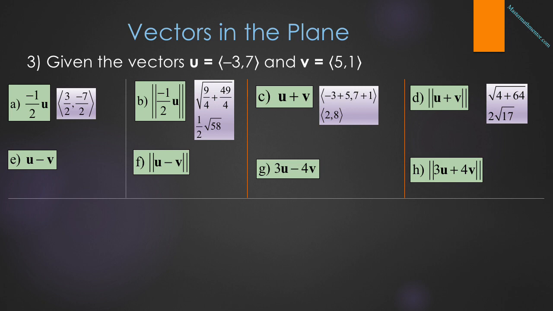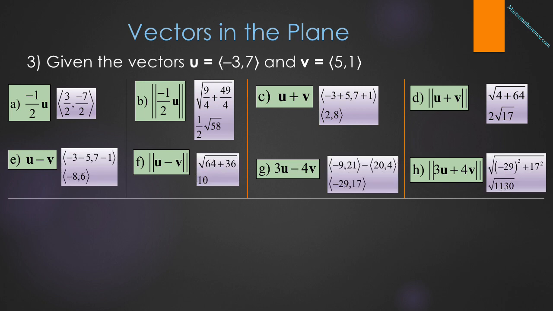C asks for u plus v, so we simply add the components. Negative 3 plus 5, 7 plus 1, and we get (2, 8). D asks for the magnitude of that vector, which is the square root of 2 squared plus 8 squared, or the square root of 68, or 2 square root of 17.